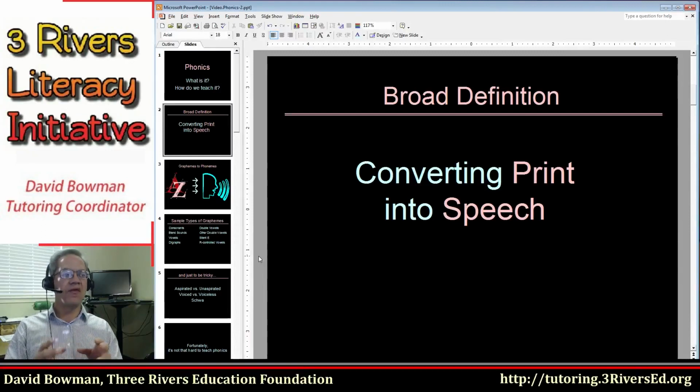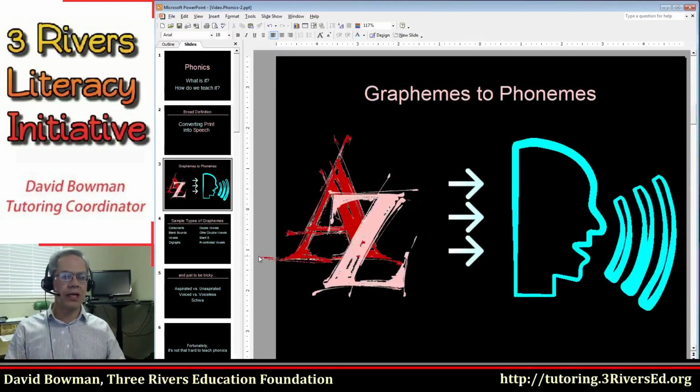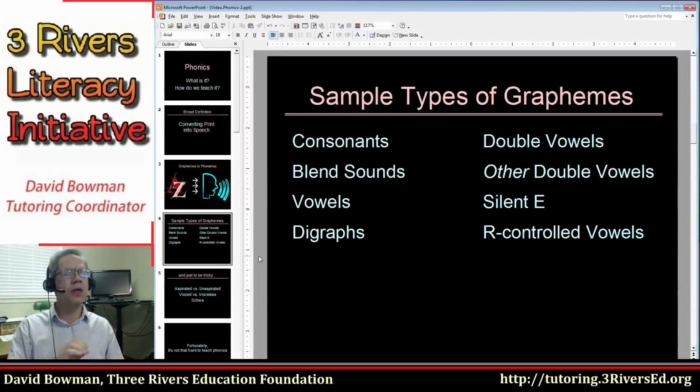In a nutshell, phonics is the ability to look at printed text and turn it into speech sounds. It's really taking graphemes, which are letters and letter combinations, and turning them into phonemes, or sounds and sound combinations. So, unlike phonemic awareness, where we were only thinking about the sound, here with phonics, we are specifically going from translating print into speech.